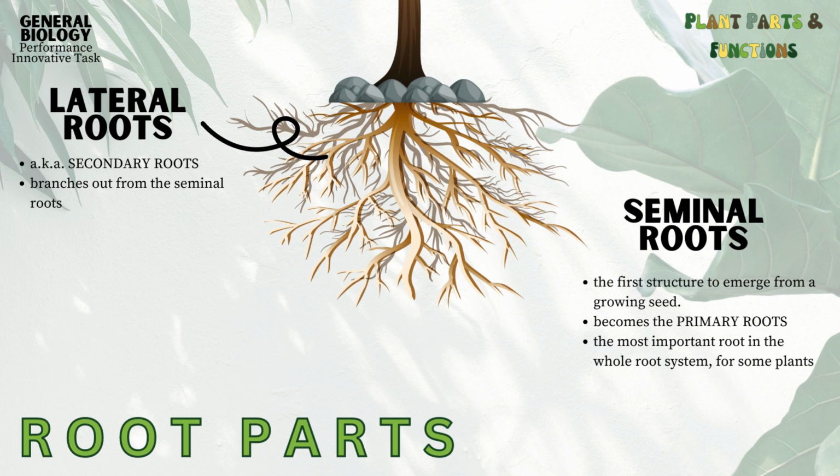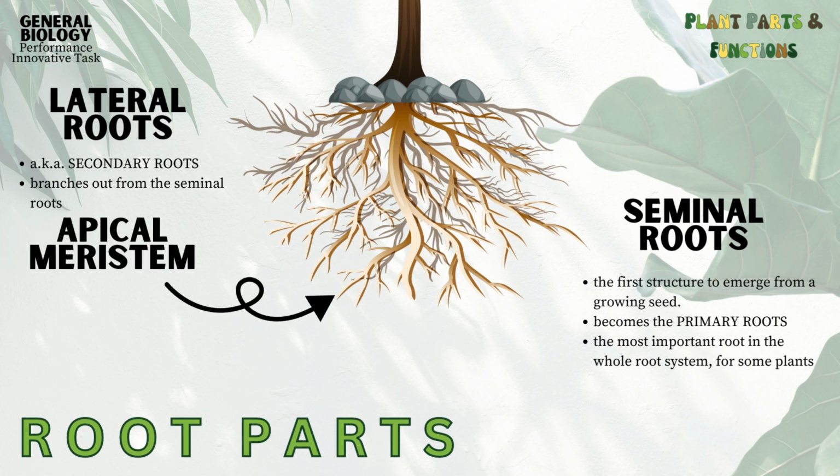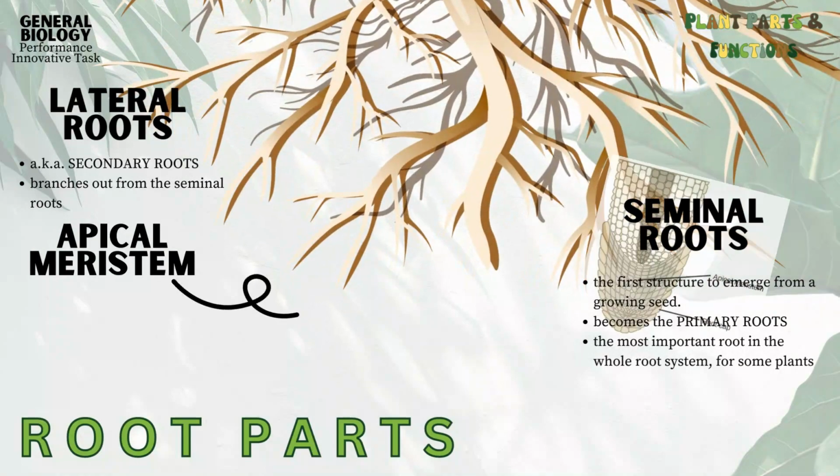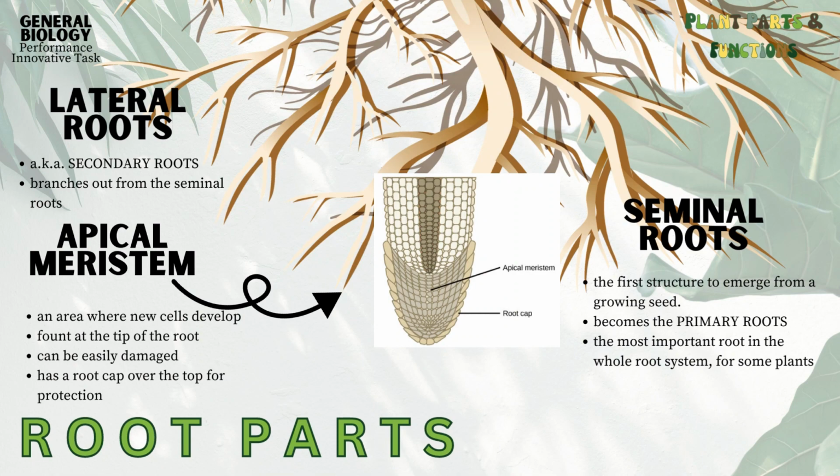At the tip of the root, there is an area where new cells develop, called the apical meristem. The apical meristem can be easily damaged, so it has a root cap over the top of it to protect it from damage, as it grows through the large, and sometimes coarse, soil particles.